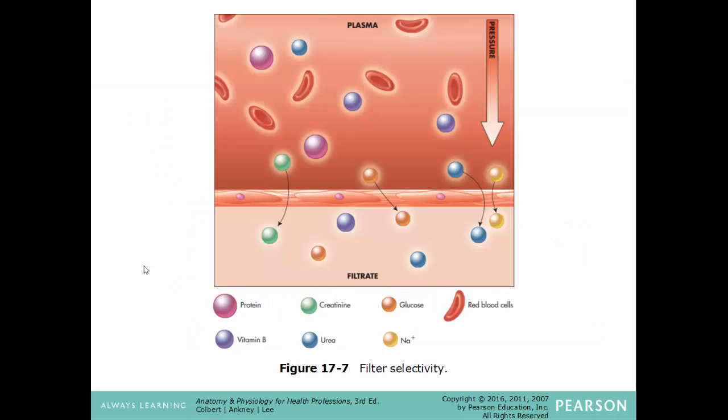Here's an example of filter selectivity. Blood plasma up here with the various components. We have urea, red blood cells, creatinine, sodium. They have the various filters here. As the pressure pushes this material forward, some things get through, some things don't get through because they're just too big. Red blood cells like this are too big for these filters. They just don't make it through. But smaller components, like sodium, like creatinine, like urea, do get through.